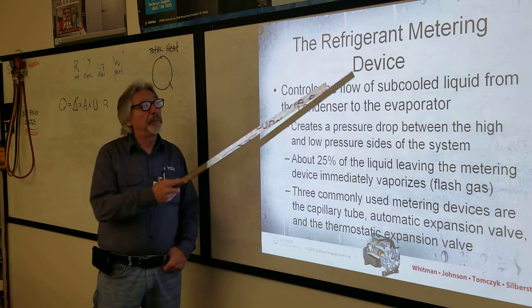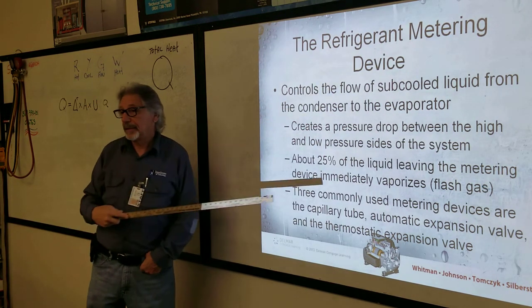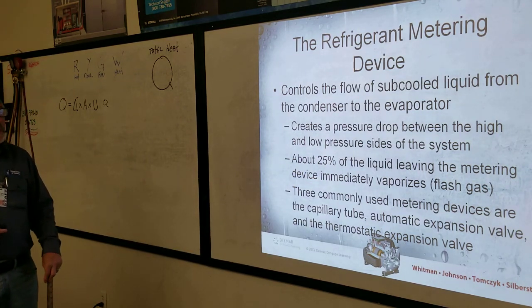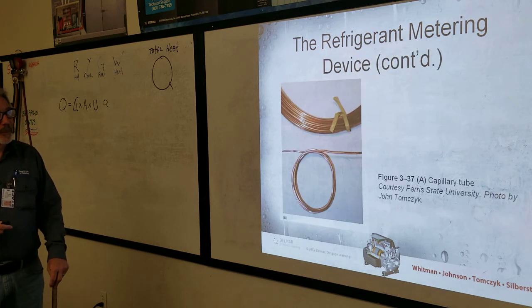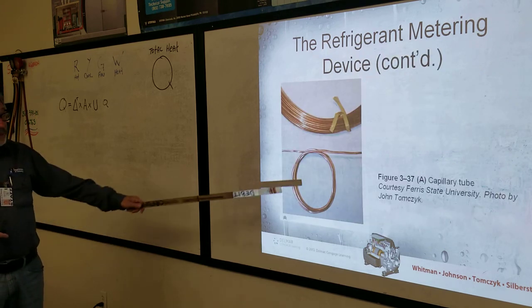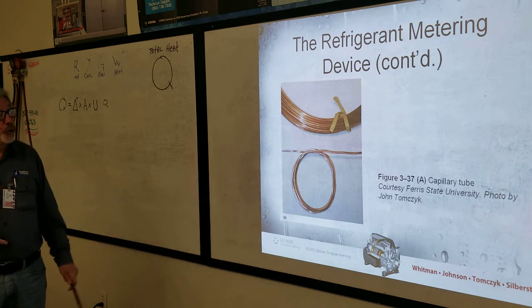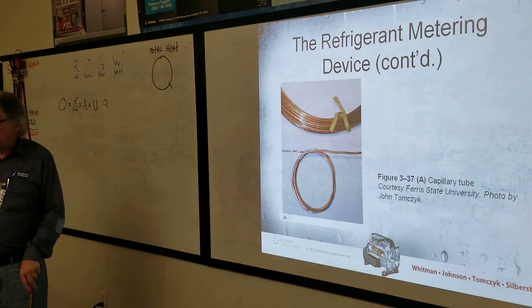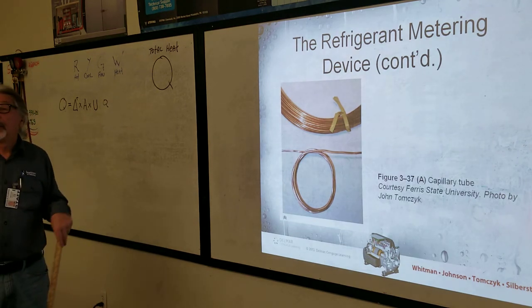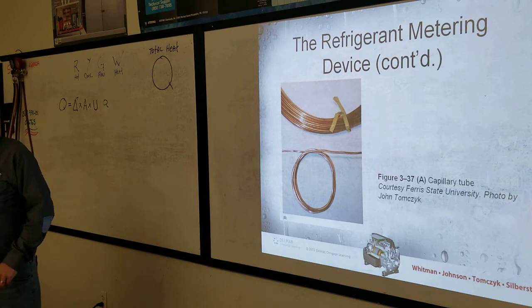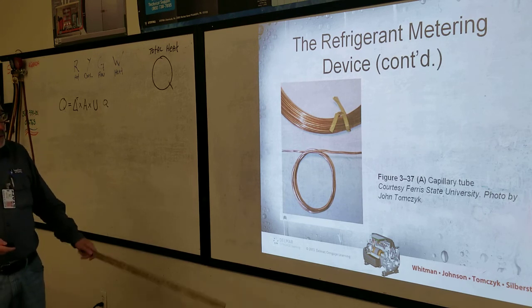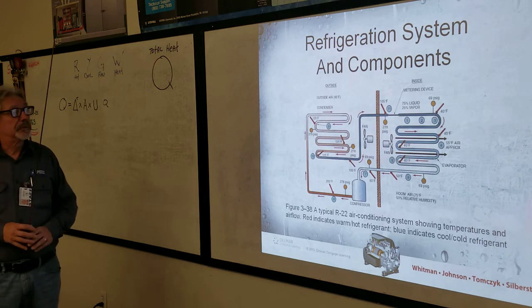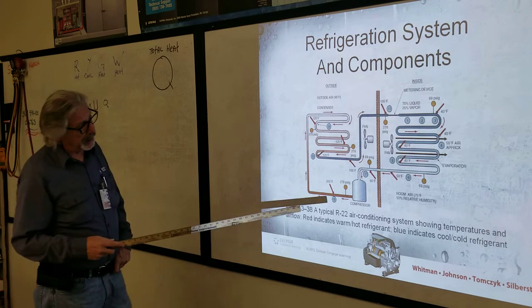Thus, that's why they call it a metering device, okay? This is a metering device. This is a capillary tube. It's a very small tube, and those tubes are measured to a certain length for a certain tonnage. Okay? I don't have a picture of the other one, so that's okay. So, we'll come back to the refrigeration system again.